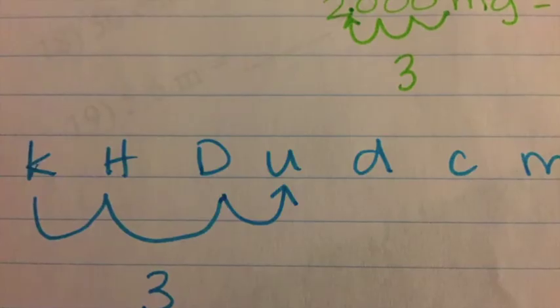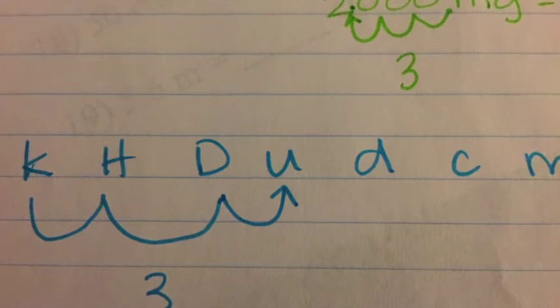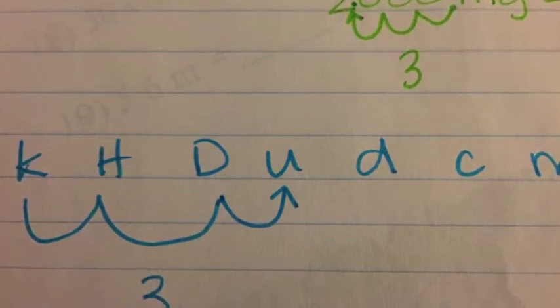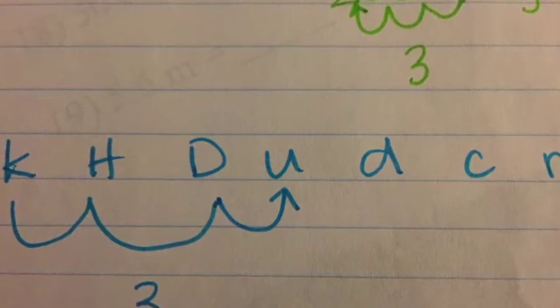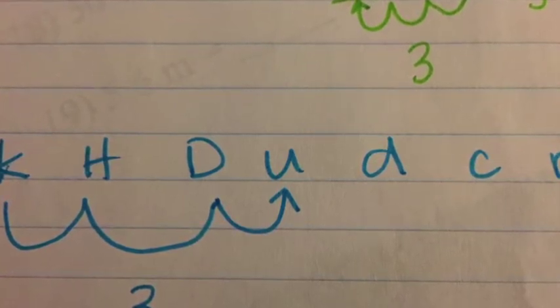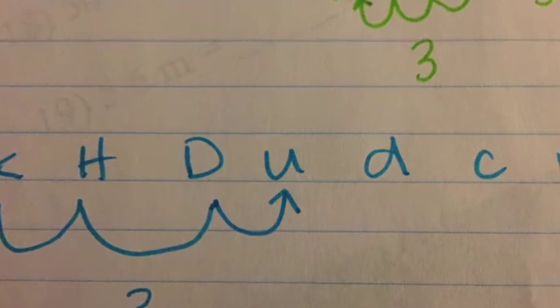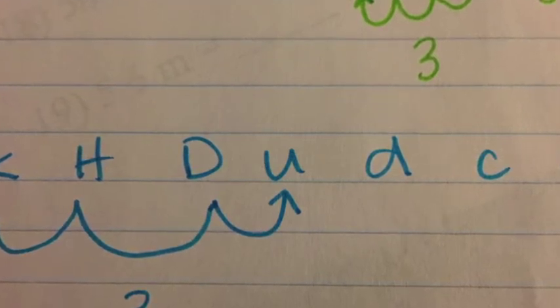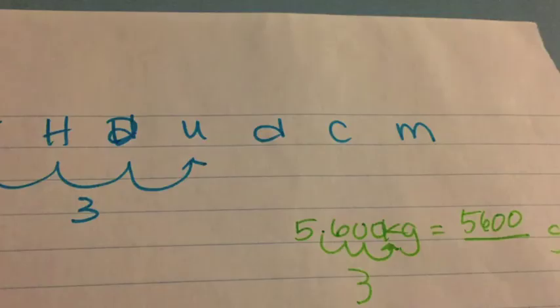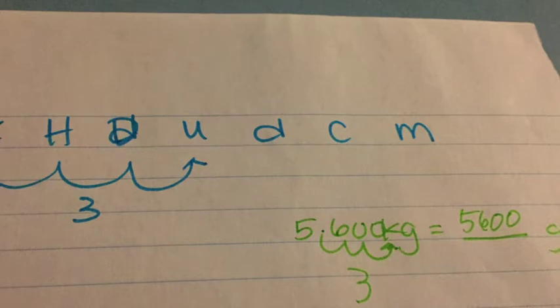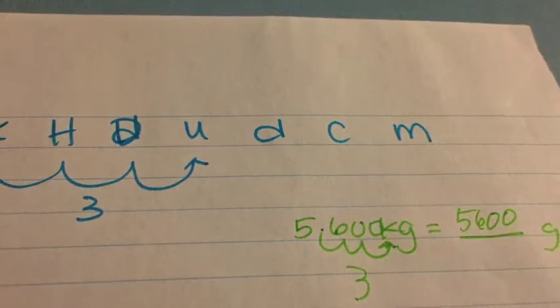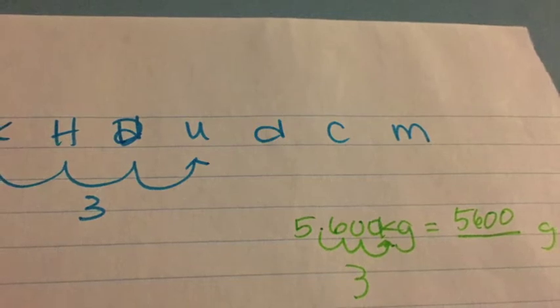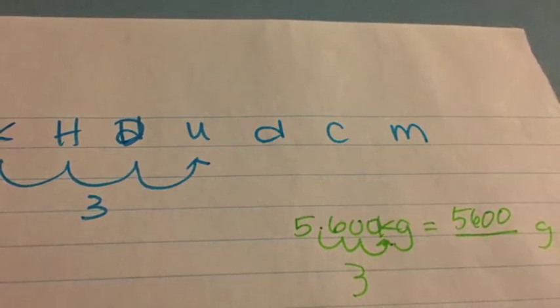Number 13 is 5.6 kilograms equals how many grams? So we're going from kilo, that K, and our King Henry, to grams, our unit, our base unit, U. So we're going to the right 3 spaces. Starting with 5.6, we already have a decimal point, so we're going to use that decimal point where it's at already. Now moving from the K to the U, we're going to go to the right 3 spaces.